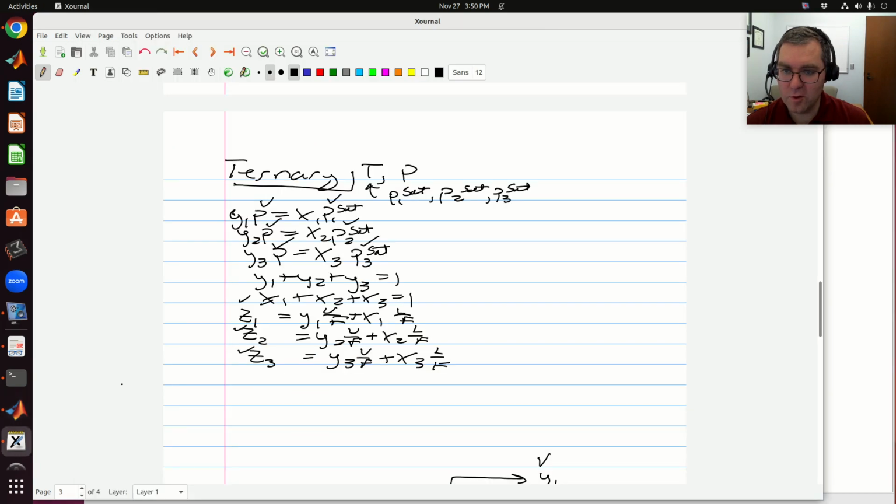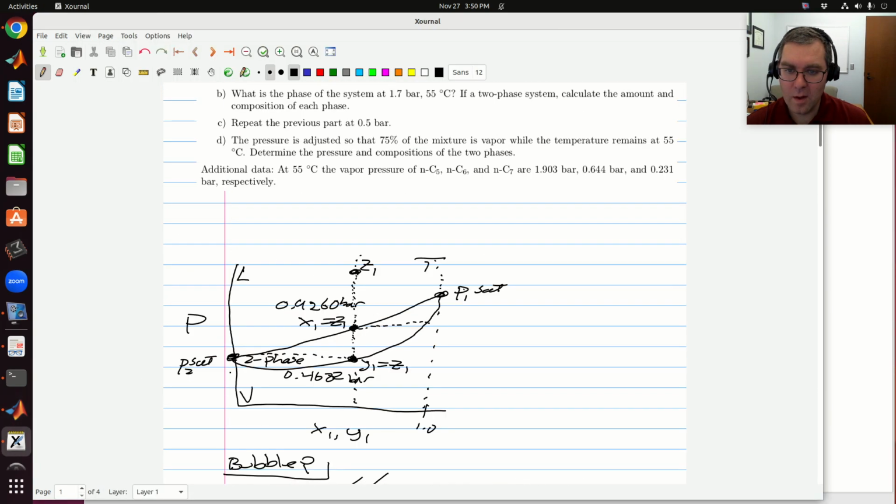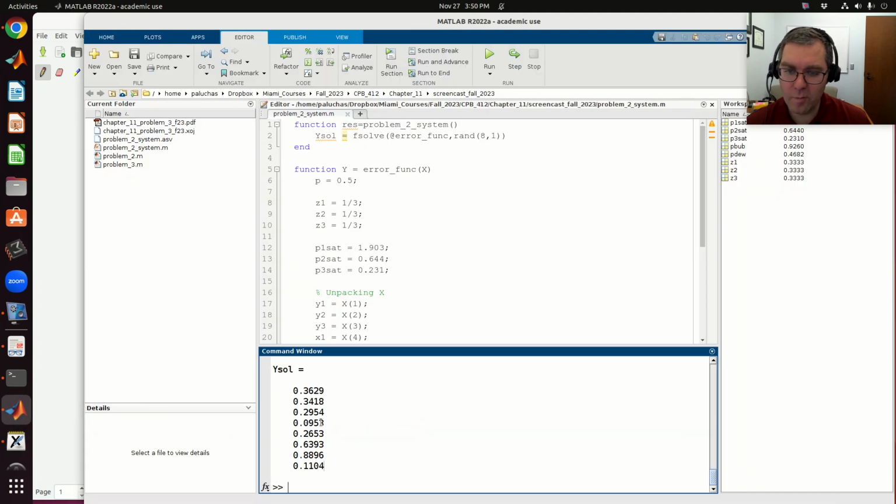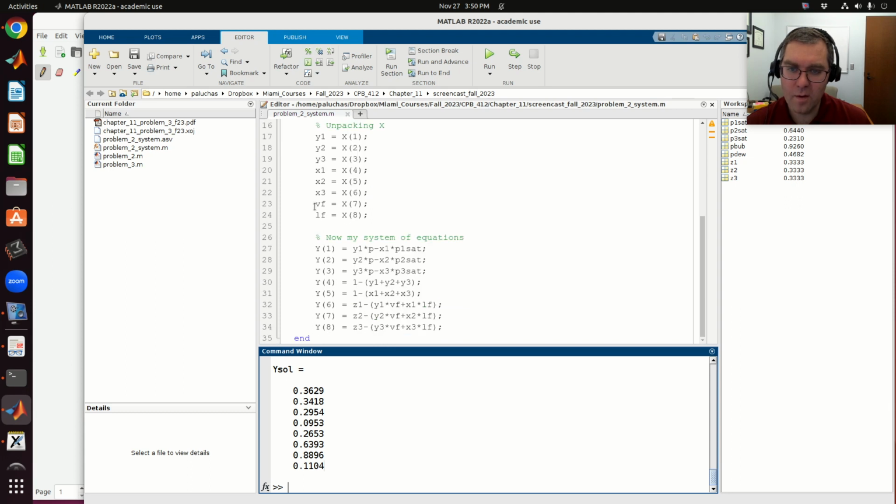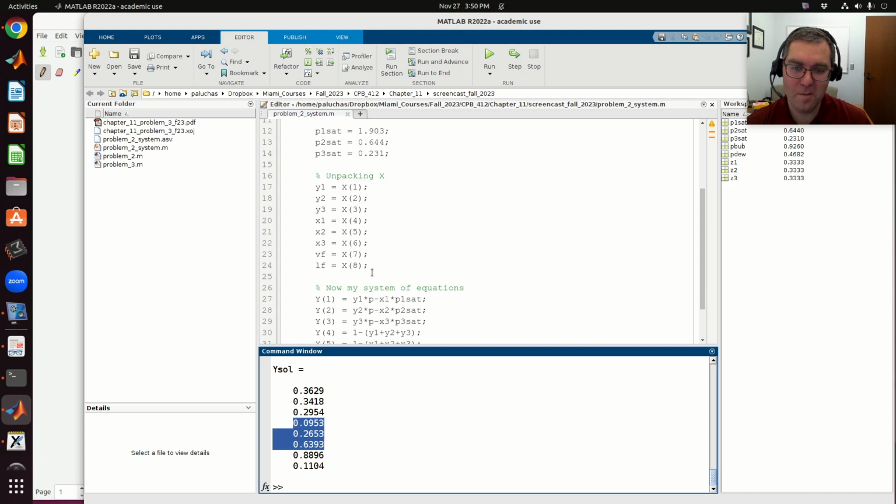So in my picture, I'm going to be closer to my dew line, right? So I expect to have more vapor than liquid, since I'm closer to my dew line. So I get that I'm almost 89% vapor, and I only have a small liquid percentage. So cool, there's my y's, there's my x's. So y1's greater than x1, cool. There's my fraction vapor, there's my fraction liquid.